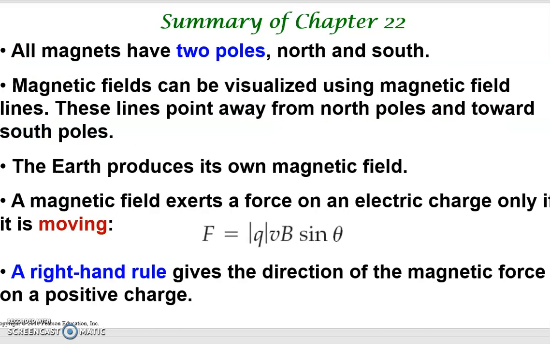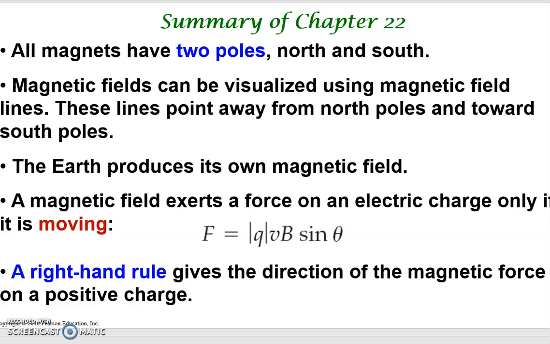Now let's go to chapter 22 for the magnetic field. And you will find there are many similarities between the electric field and the magnetic field. For example, a magnet has two poles, north and south. North does not like north and south does not like south, but north and south like each other. And also, the magnetic field can be visualized by the magnetic field lines.